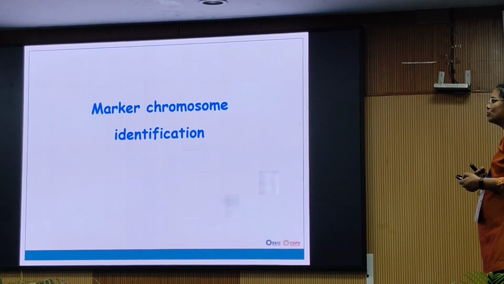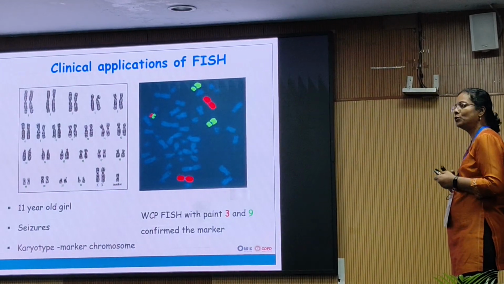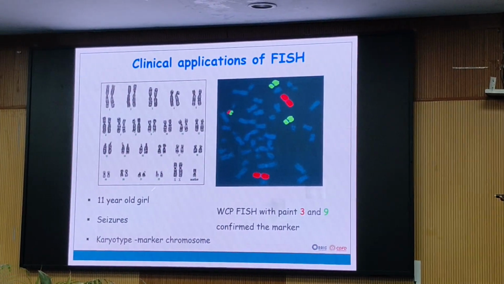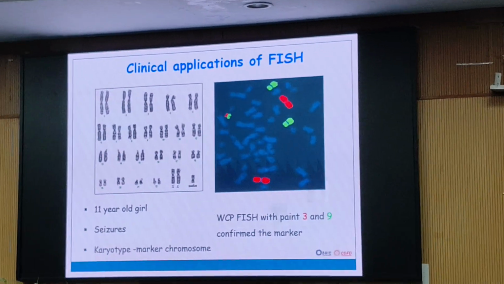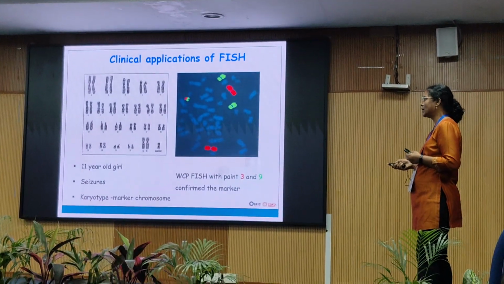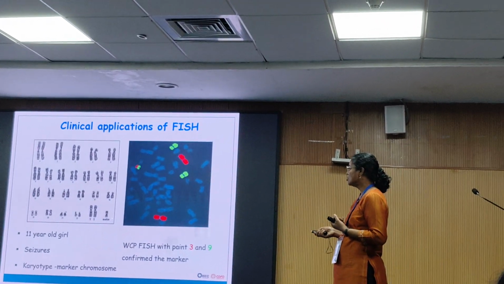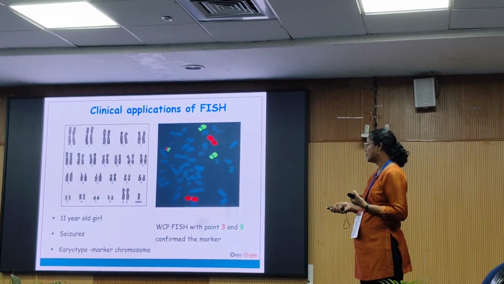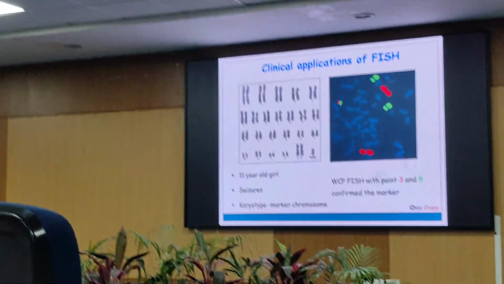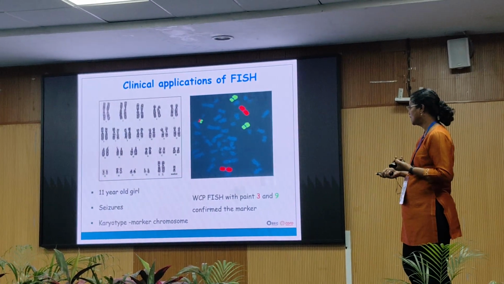So marker chromosome, the other application is in marker chromosome identification. I told you what a marker chromosome is. Here you can see an 11-year-old girl with seizures, and the karyotype showed a marker chromosome. I could not identify what that particular chromosome is. If we think it is something like chromosome 20, it will not be viable, because trisomy 20 is not viable.